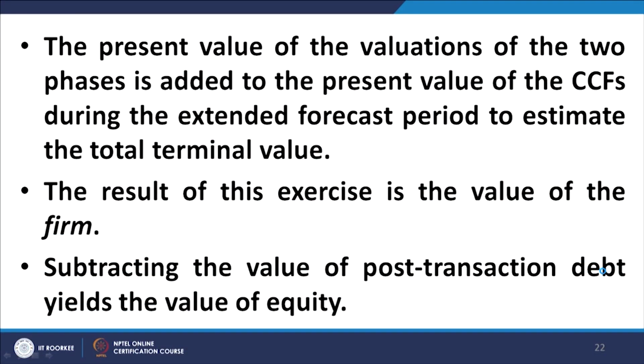So, in the second phase, you only have to work out the terminal value as per the normal practice, that is using a perpetual growth rate and using the pre-tax weighted average cost of capital. Then the present value of the valuations of the two phases is added to the present value of the CCF during the extended forecast period to estimate the total terminal value. The result of this exercise is the value of the firm. If you subtract the value of post transaction debt, then you get the value of equity. These are standard routine matters.